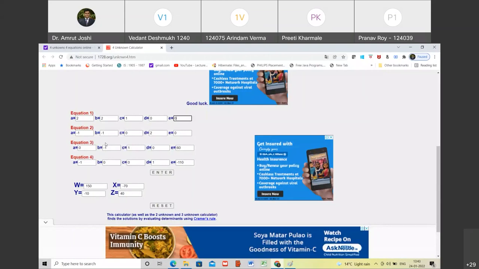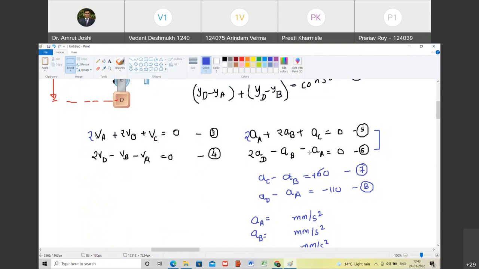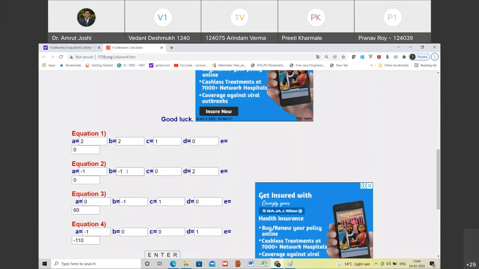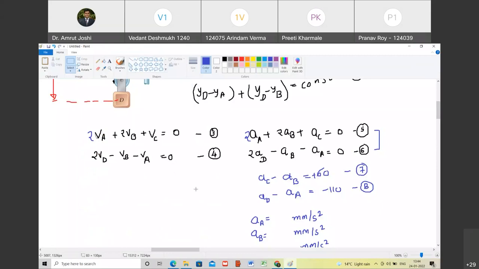Now let us look at equation number 2. Minus AA minus AB, so minus 1, minus 1. AC ka coefficient 0. AD ka coefficient 2. And right hand side mein 2. To dekho, minus 1, minus 1, 0, 2 and 0. Are you with me? Yes, sir.